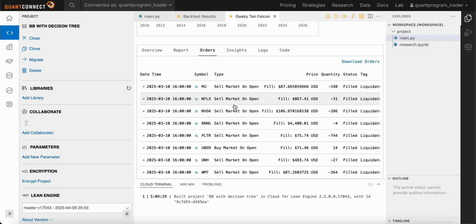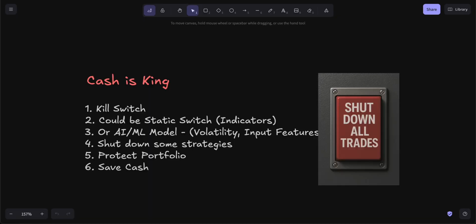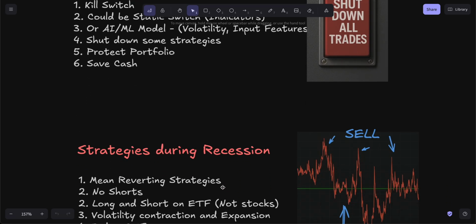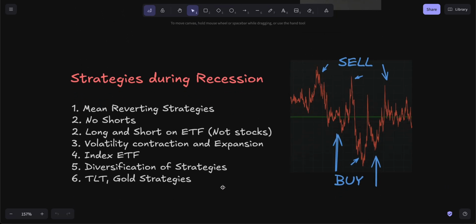So it's more a mechanical approach the quants have, and this approach protects their portfolio and saves cash. There might be an assumption that, hey, you're not doing any other trade, but actually you are doing another trade. You're doing a mean reverting strategy. The strategies that quants do during recessions are fundamentally mean reverting strategies, and that is done on ETFs, and that's what we recommend to our students.